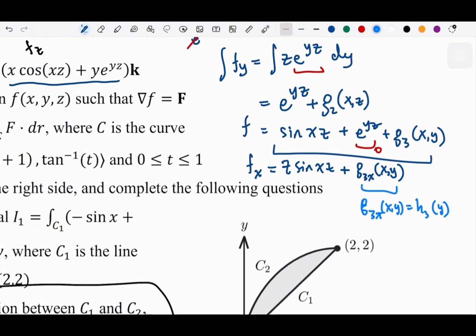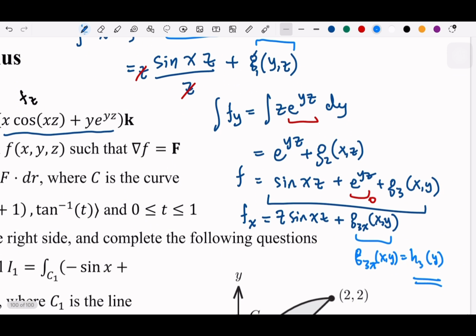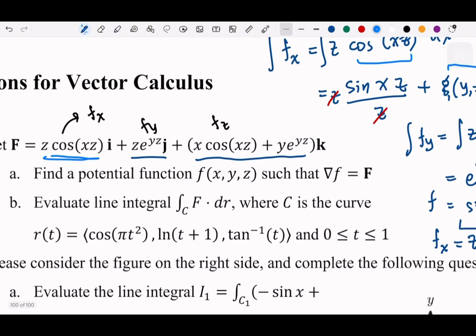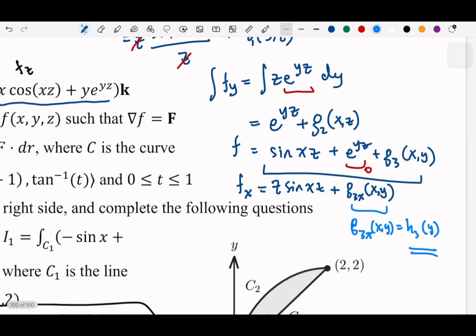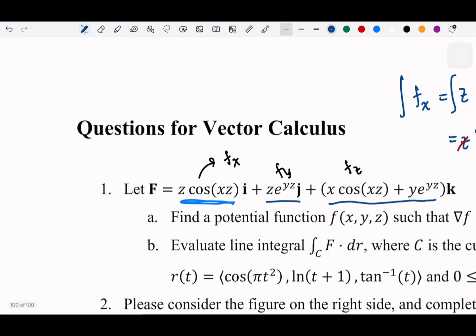So we can say that there is nothing besides this result. Oh, this is not sine, sorry, cosine. I forgot to derive. Okay. So then this will be a constant. Should be a constant. So then our potential function will be f equals sine xz plus e^(yz) plus constant k.